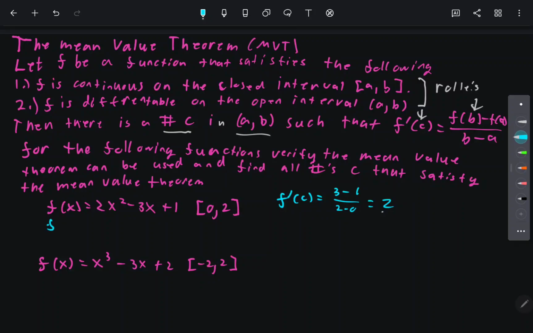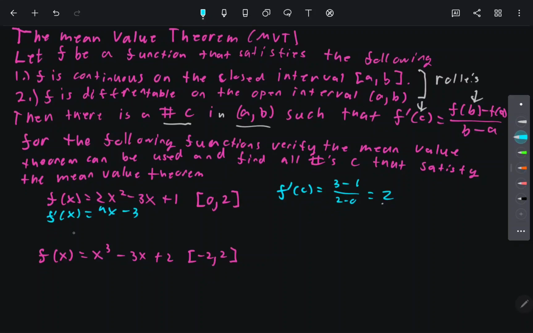How we solve for that is we need to take the derivative of this. So we get f prime of x is equal to 4x minus 3. And now we just need to solve for when that is equal to 2. So we get 4x is equal to 5, or x is equal to 5/4. And that's whenever the slope of the tangent line is going to be the same as the slope of the secant line over the interval.